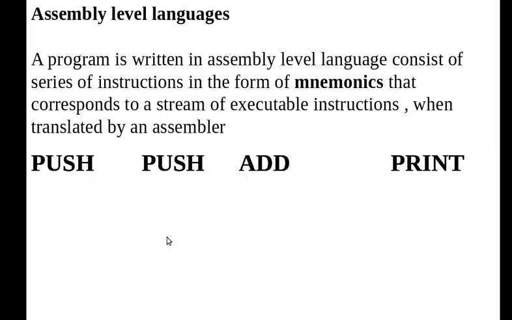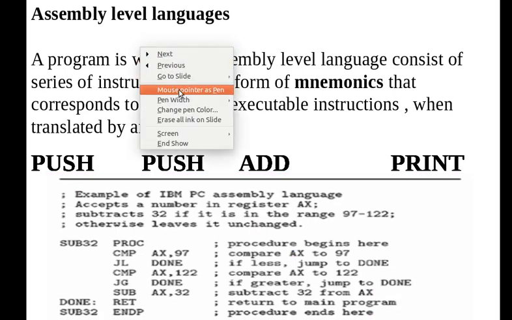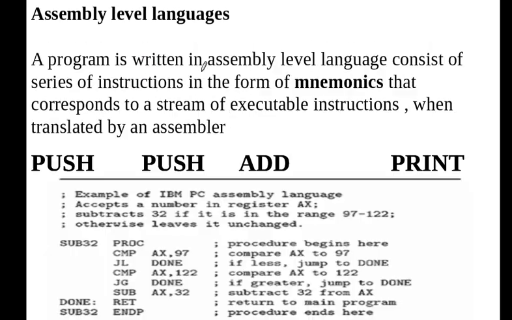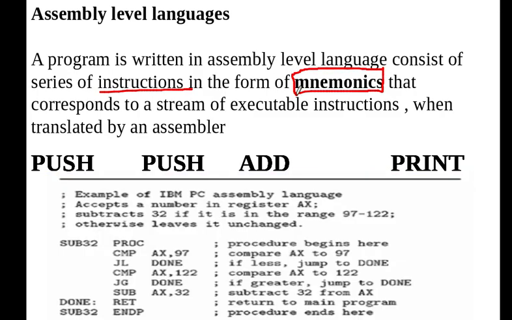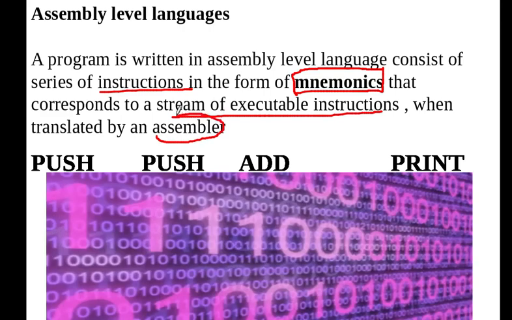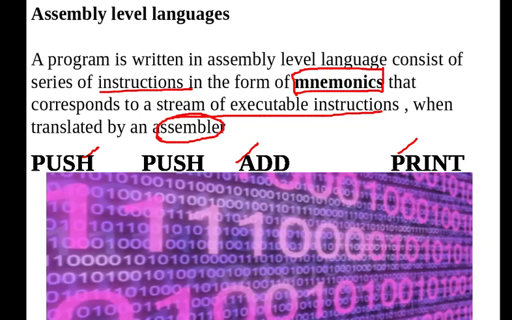Now what do you mean by assembly level language? A program written in assembly level language consists of a series of instructions in the form of what? Mnemonics, that correspond to a stream of executable instructions when translated by an assembler. So for example, we can say push, add, print, load. These all are what? Assembly level languages we are using to make the computer understand the language based on these instructions. We can call these the mnemonics form.